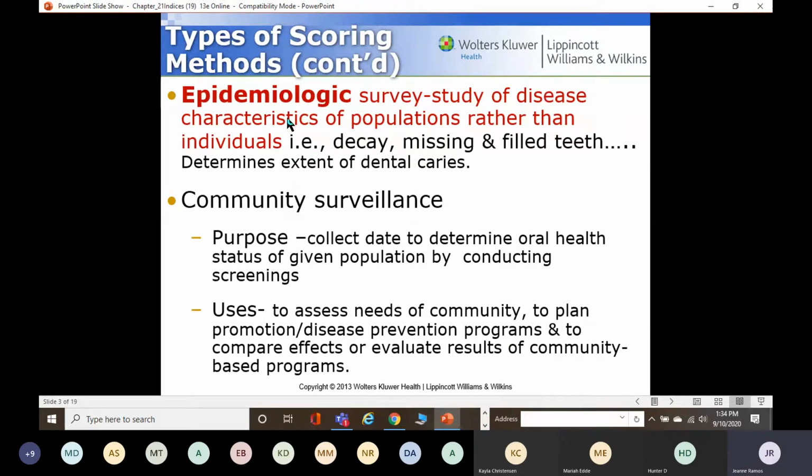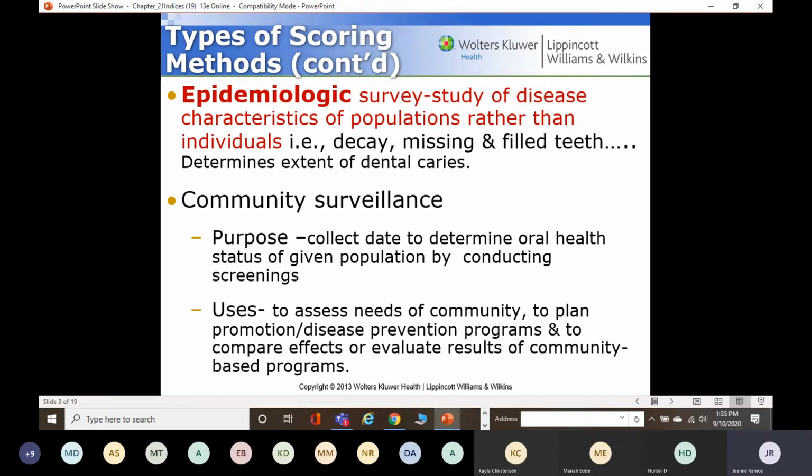So epidemiology, or epidemiologic surveys, is the study of disease characteristics of populations rather than individuals. So you need to know that. I'm pretty sure on your study guide, it could be such as decayed, missing, and filled teeth, etc. You could have many things going into that study of disease in populations. So it just determines the extent maybe of dental caries in a certain population. Could be an underserved population.